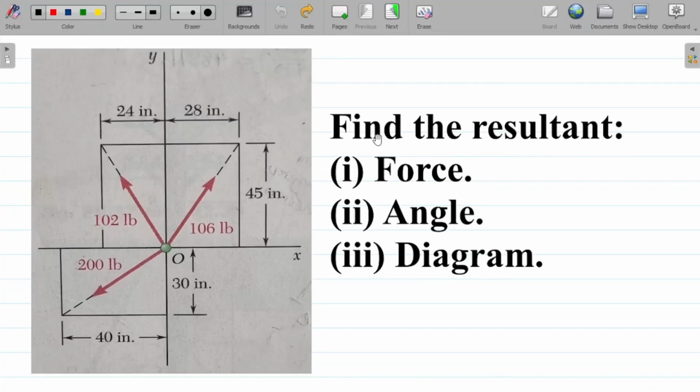So in this video, we'll be trying to find the resultant force, resultant angle, and also to draw the diagram of the resultant force for this system given here. All right. Now, how do we solve this question?